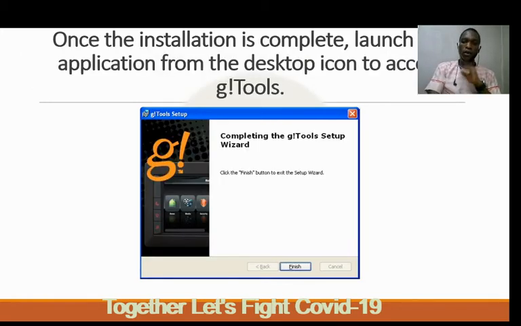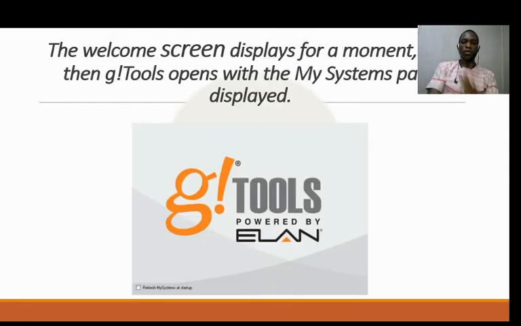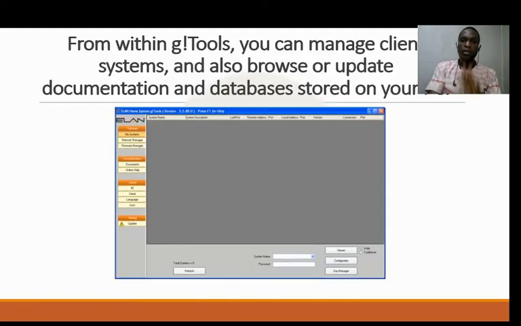After I click on install, you come to this place. Once the installation is complete, it will run through the installation processes, and then it takes you to this page. It asks you to launch the application from the desktop icon to access G-Tools. Once you click on this, it boots up and brings you to this welcome screen. The welcome screen displays for a moment, and then G-Tools opens with the my systems page displayed. This is what you will have at your first-time installation.